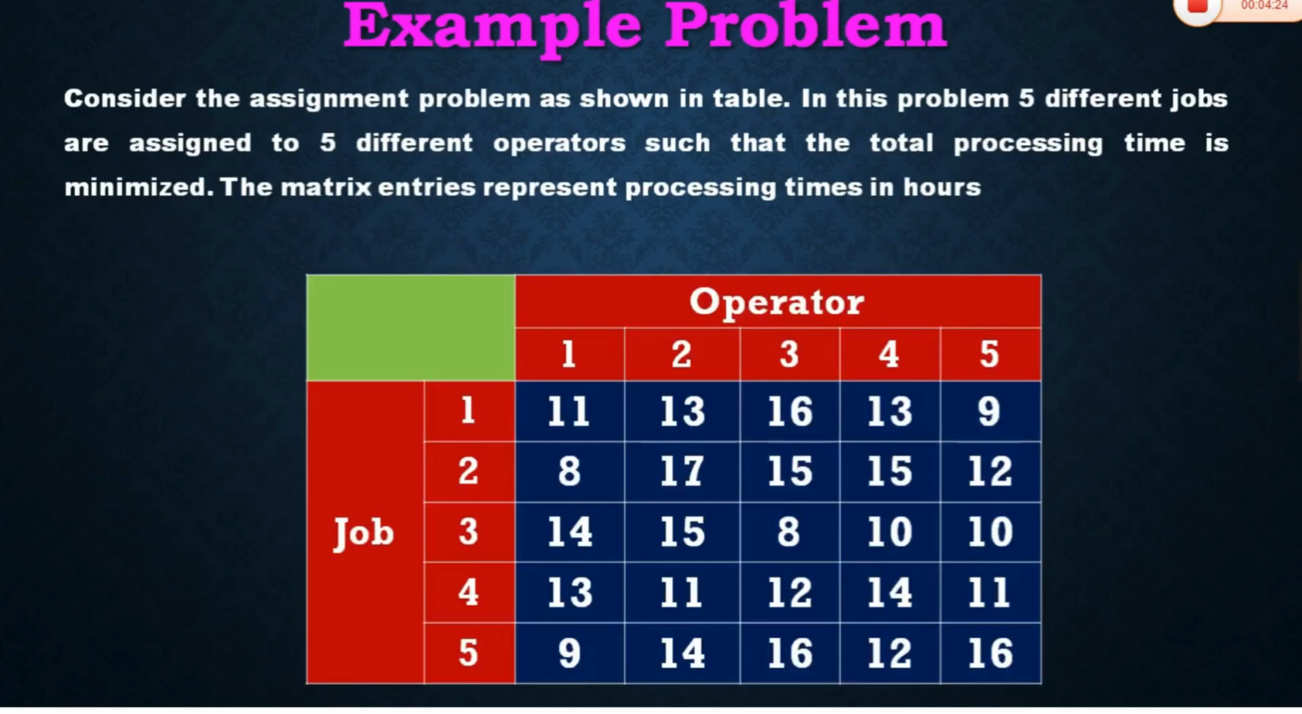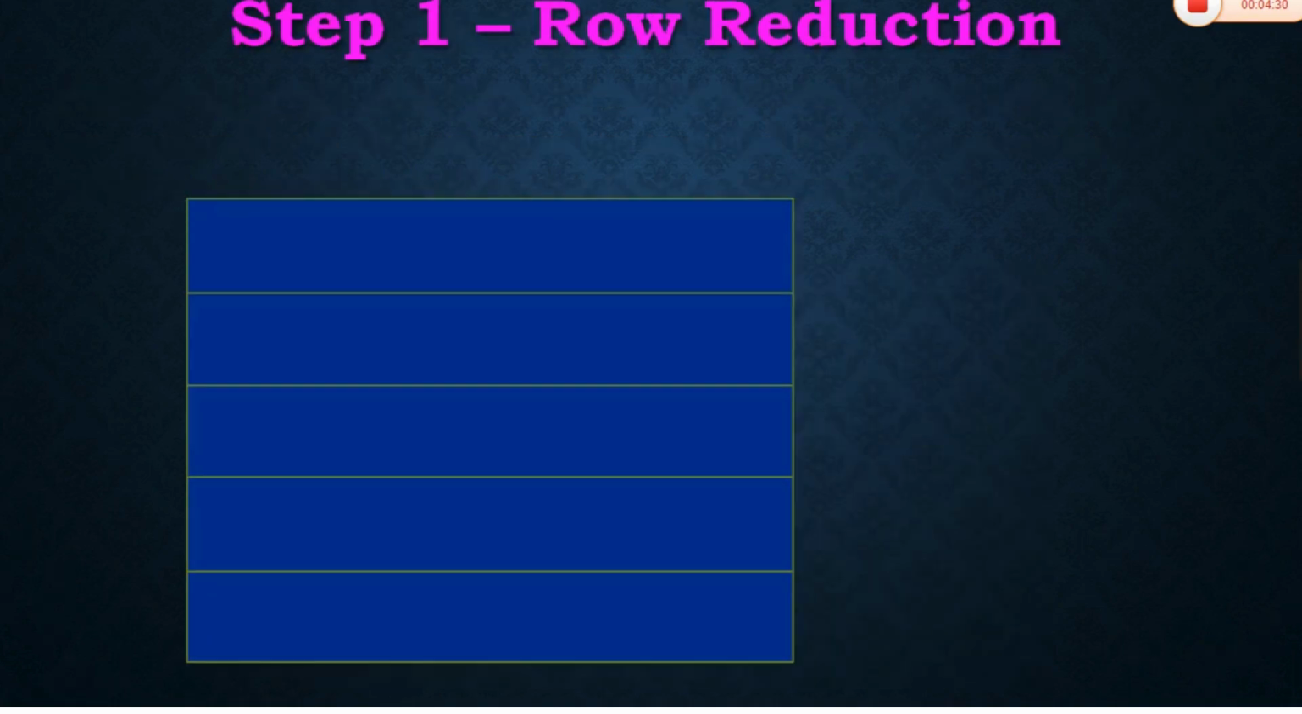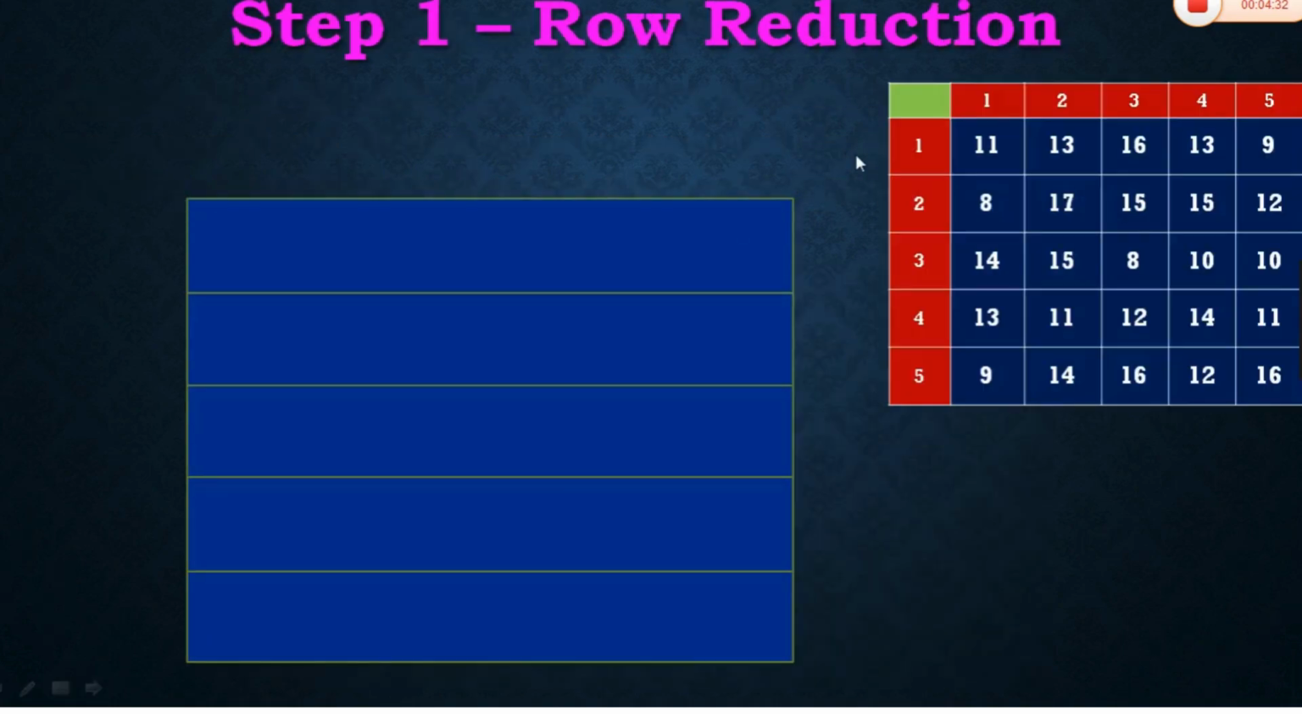Example problem. This is one problem I am going to explain. First, we have to do row reduction. In row reduction, we have to identify the minimum value in each row. In this slide, see in first row 9 is the minimum value. In second row 8 is the minimum value. Third row also 8 is minimum value.